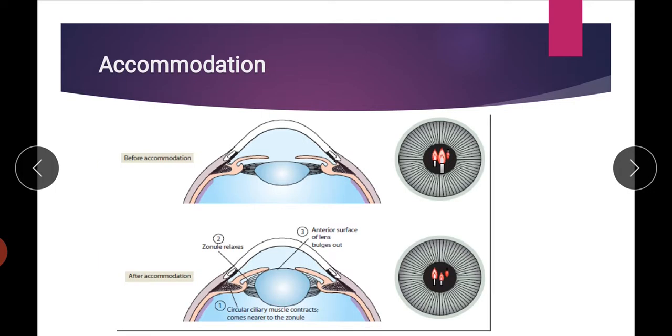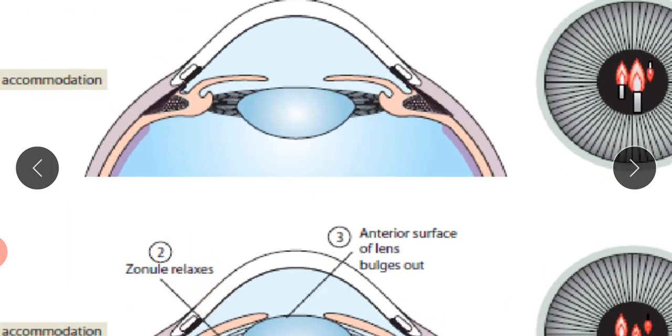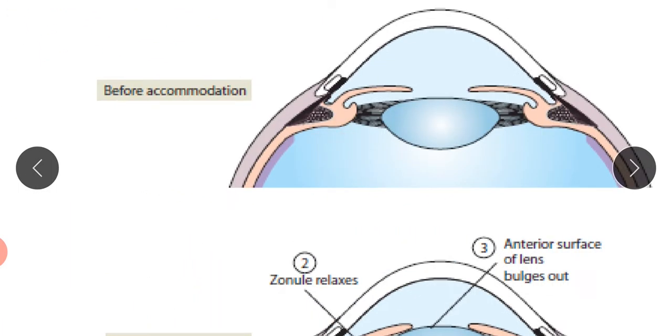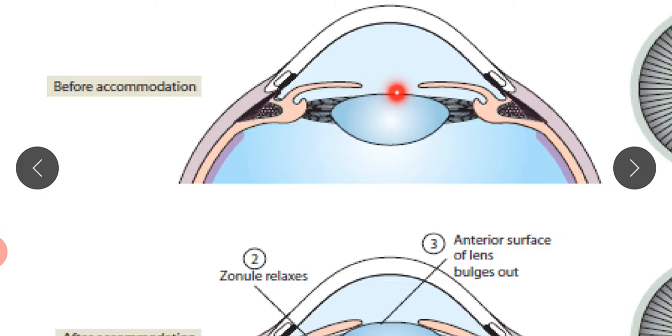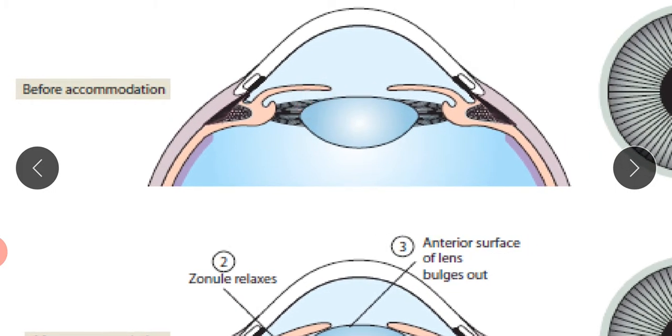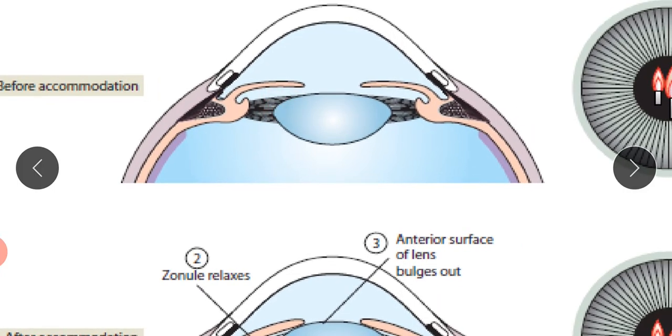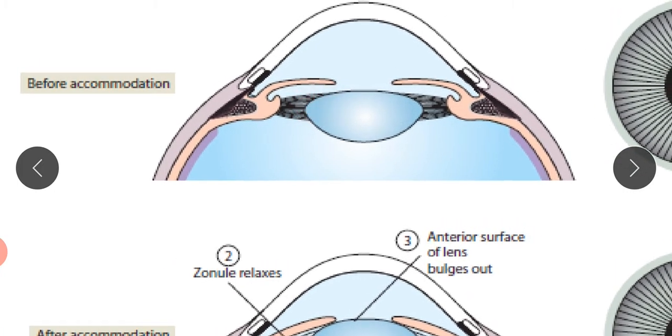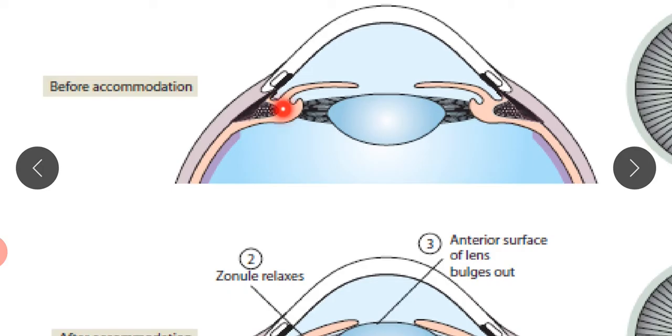Now the accommodation changes. You can see in this figure that before accommodation, the lens is somewhat flat because of this suspensory ligament, or zonular fiber of the suspensory ligament, which keeps the lens tense. Because of this tension, the anterior surface of the lens is almost flat. And this zonular fiber is attached to the ciliary muscles.